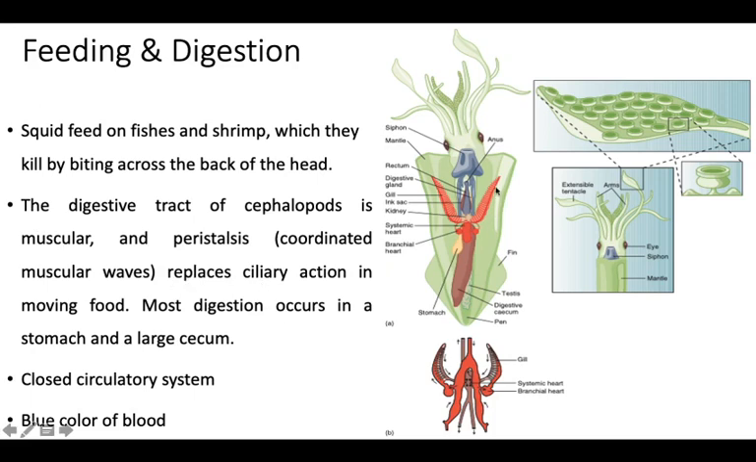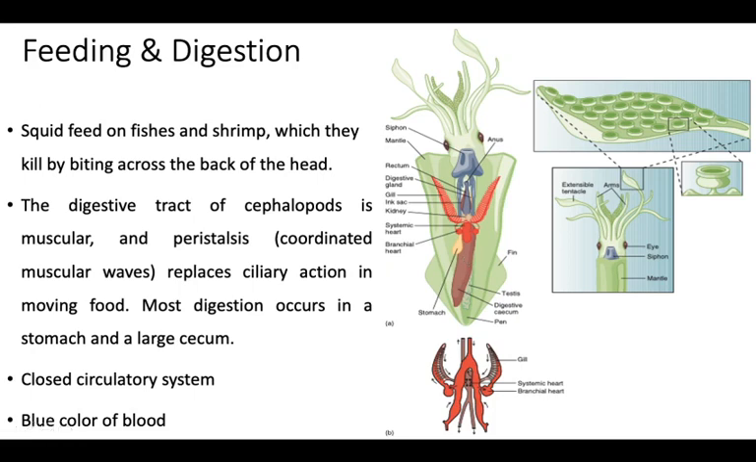They have a closed circulatory system. These are the two gills, and these are the two heart muscles, followed by a branchial heart, which is downstream. Over here is the stomach region, followed by the cecum, and all the digestion is done by the cecum.